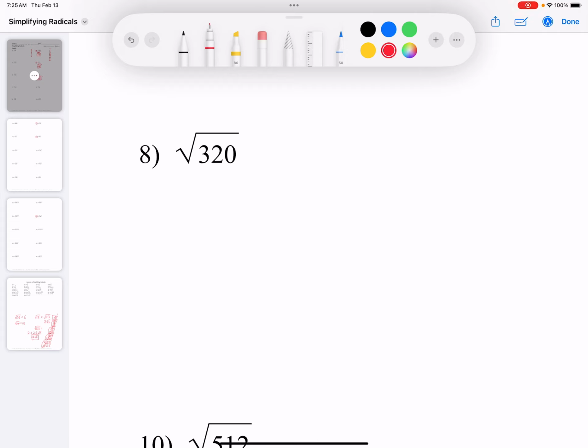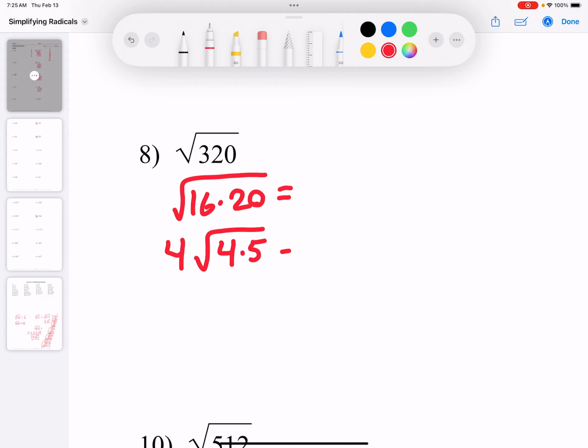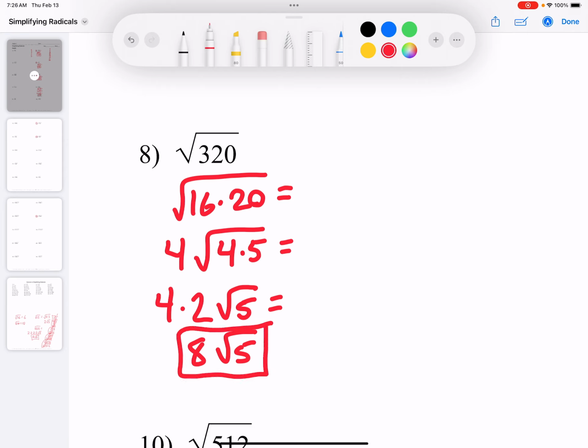I'm not exactly sure off the top of my head what goes into it. I just did 16, and I got 20. So I could do 16 times 20. The square root of 16 is 4, but 20 I can break down into 4 times 5. So I can keep the 4, take the square root of 4, which is 2, and keep the 5. So 4 times 2 is 8, and I get 8 square root of 5. So sometimes I take it step by step and make the number smaller so it's easier to work with, and then do the same process again.